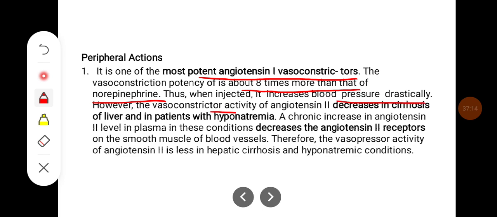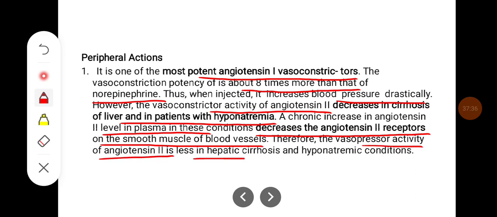However, the vasoconstrictor activity of angiotensin 2 decreases in cirrhosis of the liver and in patients with hyponatremia. A chronic increase in the angiotensin 2 level in the plasma in these conditions decreases the angiotensin 2 receptors on the smooth muscle of the blood vessels. Therefore, the vasopressor activity of angiotensin 2 is less in hepatic cirrhosis and hyponatremic conditions.